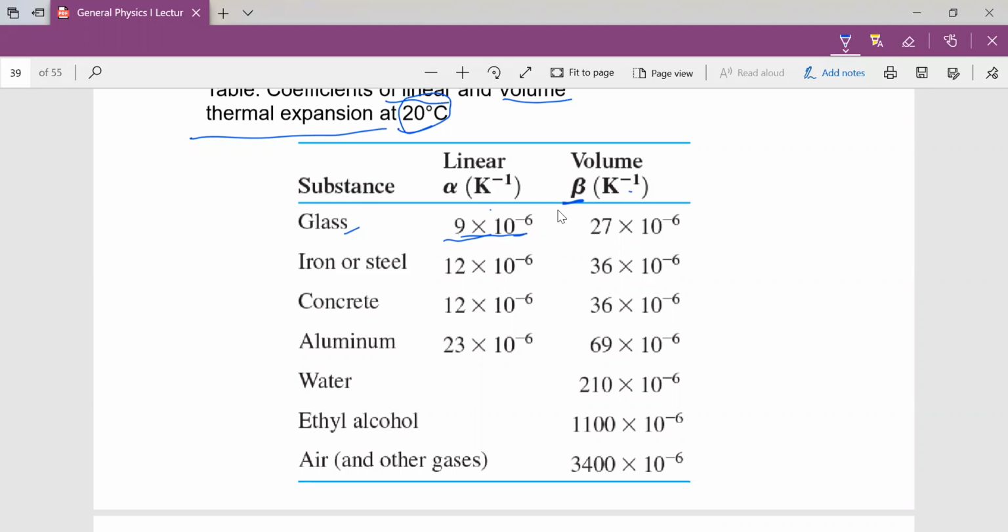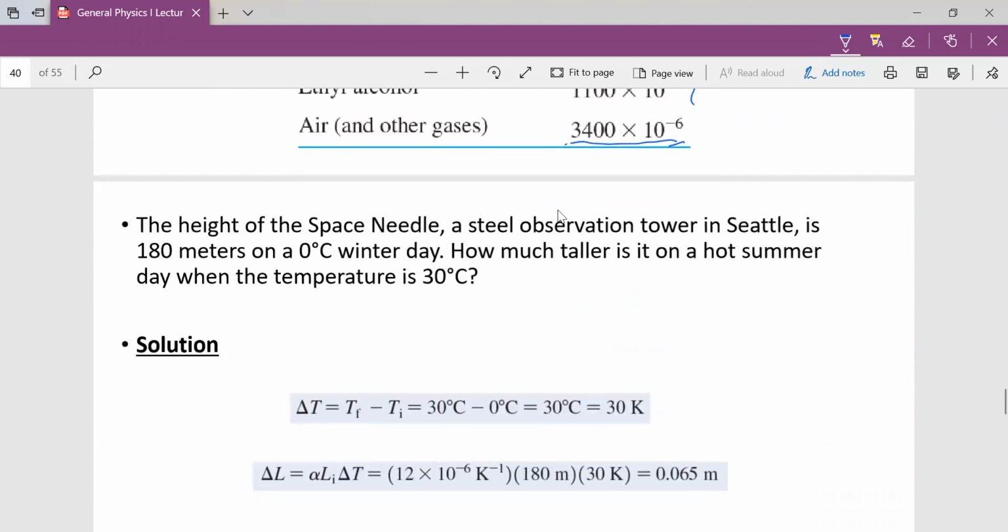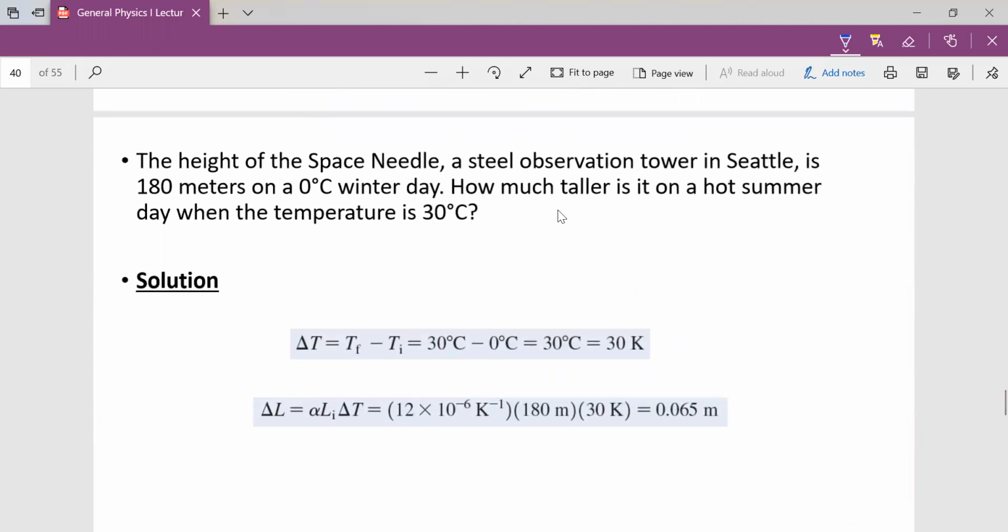So we'll have that of steel and iron to be the same value. And we'll have for concrete, we'll have for aluminum, we'll have for water for the volume, we'll have for ethyl alcohol and air plus other gases to have the same value, 3,400 times 10 raised to the power minus 6 per Kelvin. Okay, so let's see an example to see how we apply this to solving some problems.